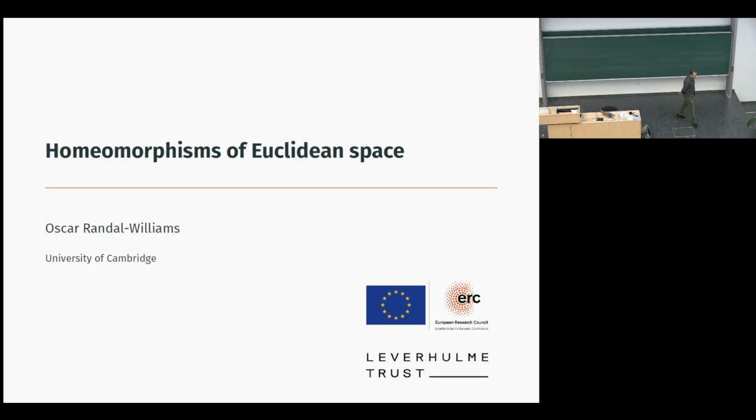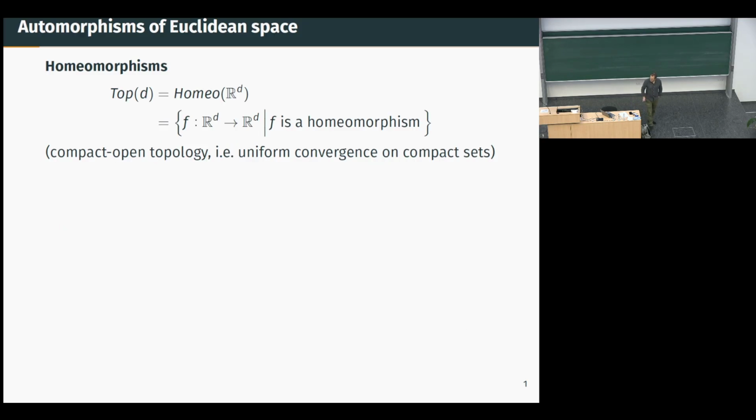I want to tell you a little bit about some progress we've made in the last few years in the interface between geometric and algebraic topology. So that means the topology of manifolds, basically. We've got to the stage where we can say some things about incredibly basic objects in the topology of manifolds, namely Euclidean space.